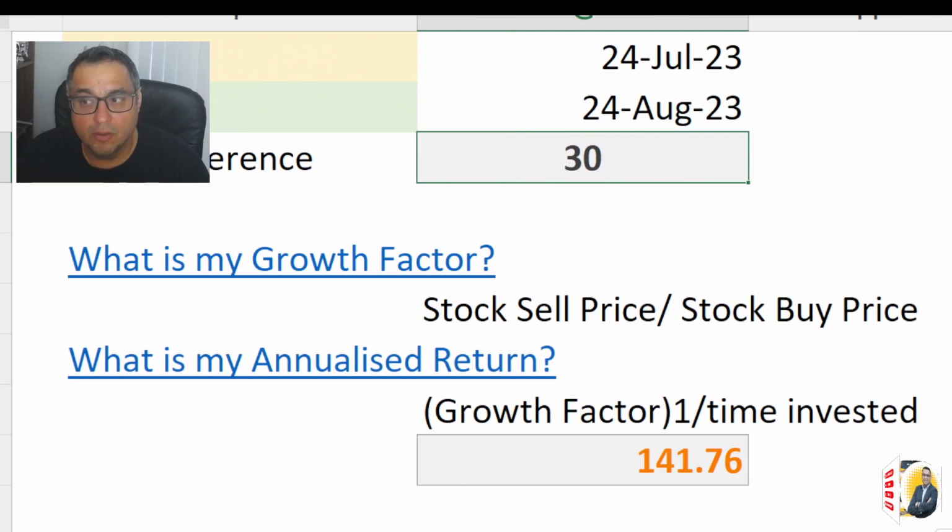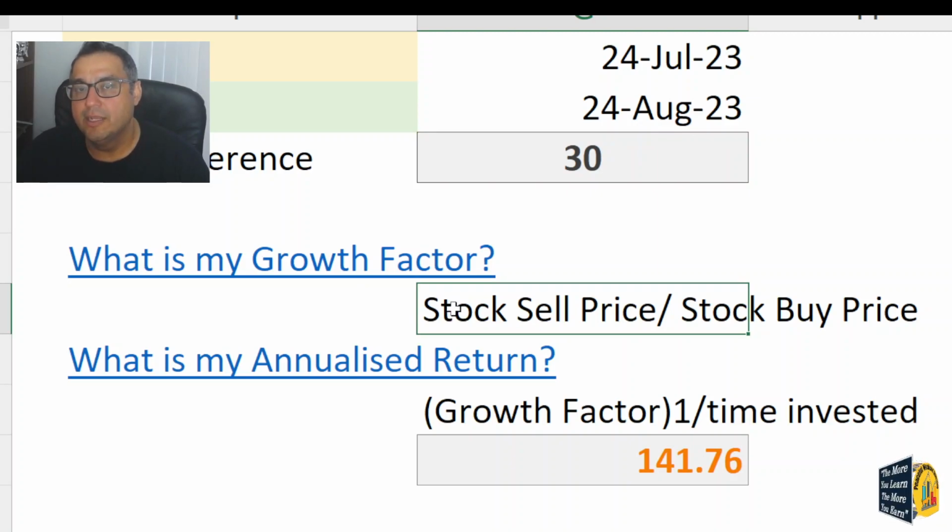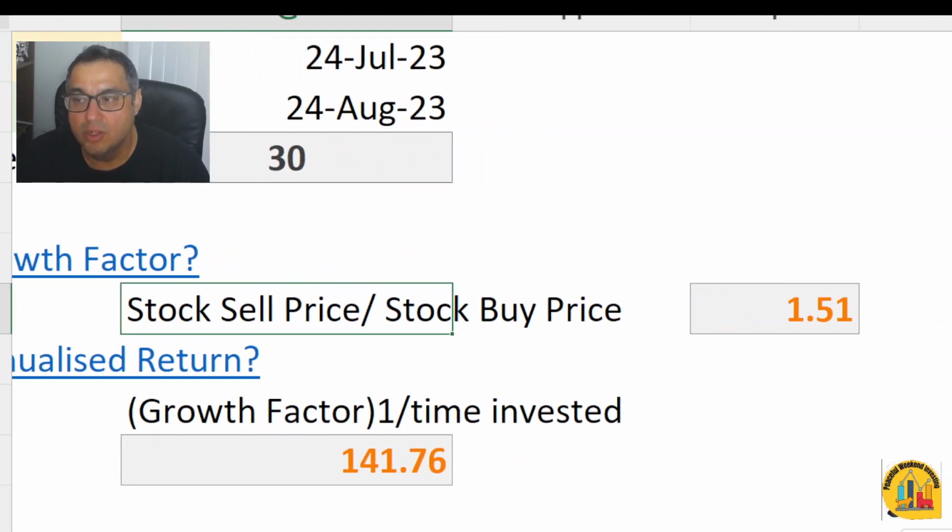Okay, that is more important. First thing, you have to calculate your growth factor. Growth factor is a formula: your sell price divided by buy price, and you'll get an outcome which is 1.51. So this is your growth factor calculated.